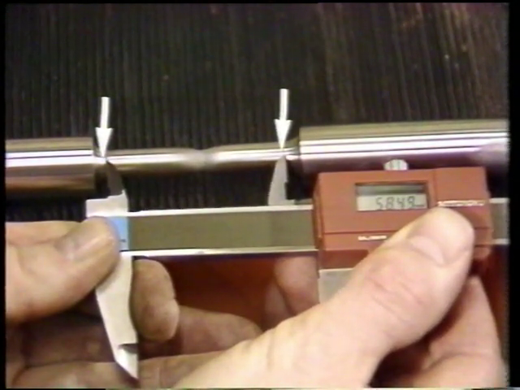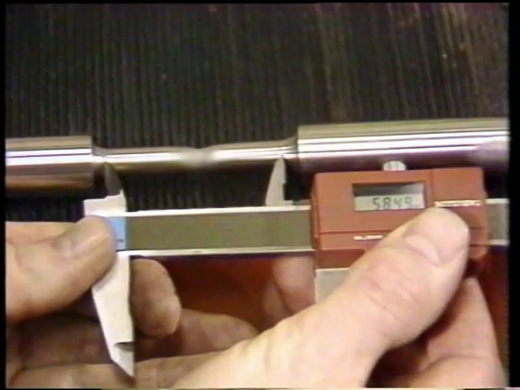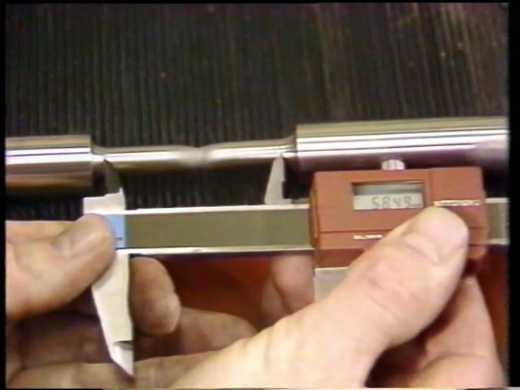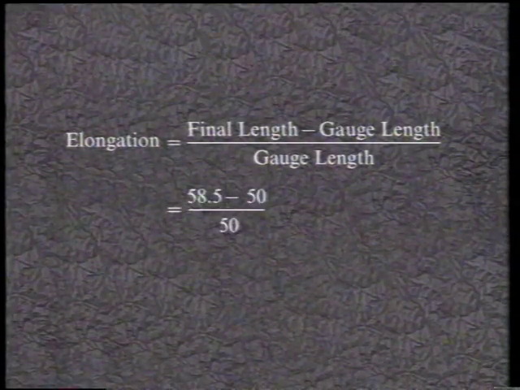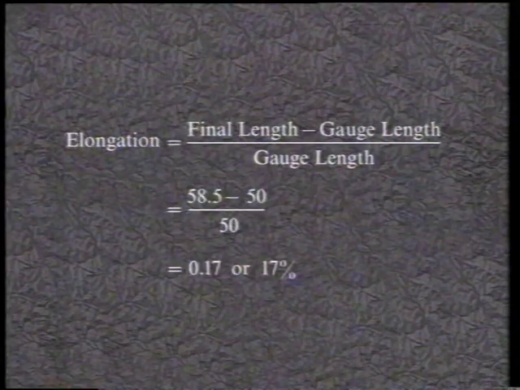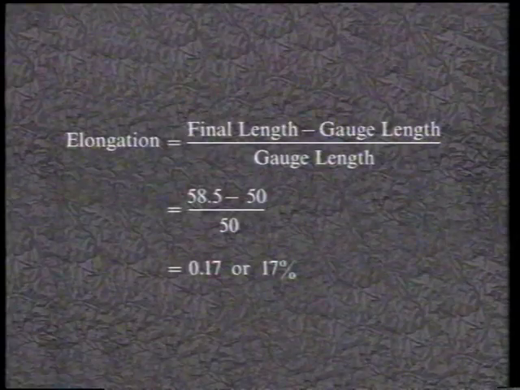We're running up now, it looks like 58.49. Let's call that 58.5. That means it's extended by 8.5 millimetres on a gauge length of 50. On a gauge length of 100, that would be 17 millimetres extension. So the elongation value is 17% on this particular test piece.